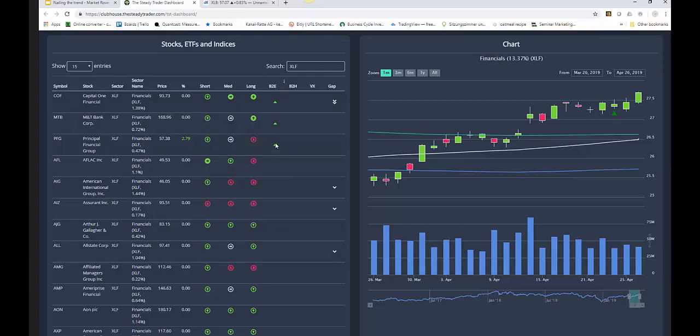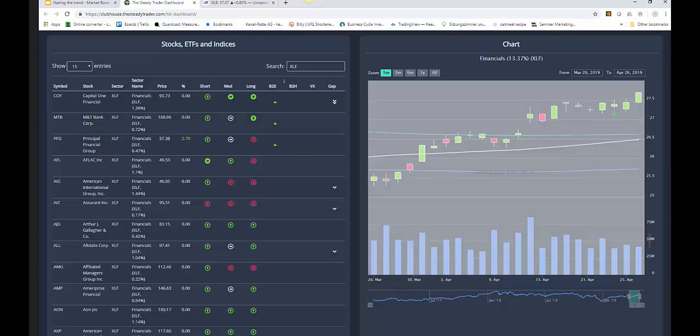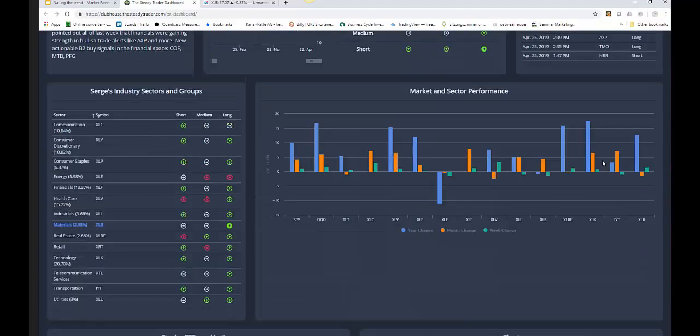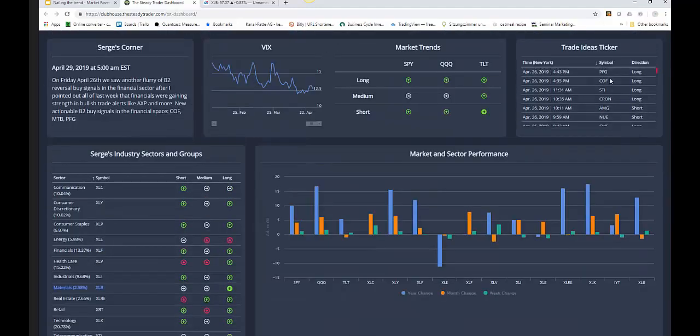Actually, they appeared 2 days ago. One of them is Capital One. The other one is MTB. The third one is PFG. Let's click on the top one, Capital One, COF. Green arrow. It's a buy signal. It also was a pop-up trade alert. You can see it right here. It would have popped up here.